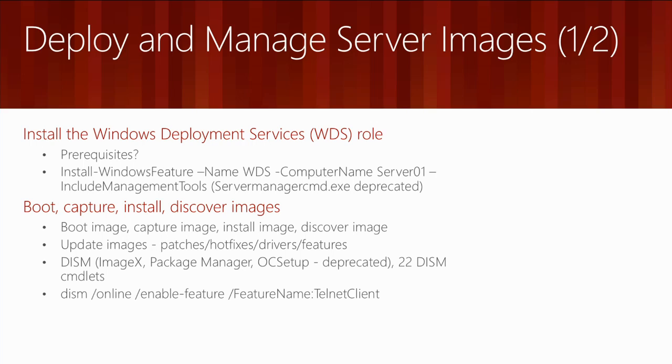On the boot, capture, install, and discover images, these are pretty testable. A boot image is pretty self-explanatory. You boot up to the boot image, and you can go from there. The capture image is for when you have a reference computer, you built it up, and it's exactly how you want it. You want to use that to deploy to everything else. Then you use a capture image. You capture the computer, and from the capture image, you create an install image. And then the install image is the image that you deploy to your clients, right?